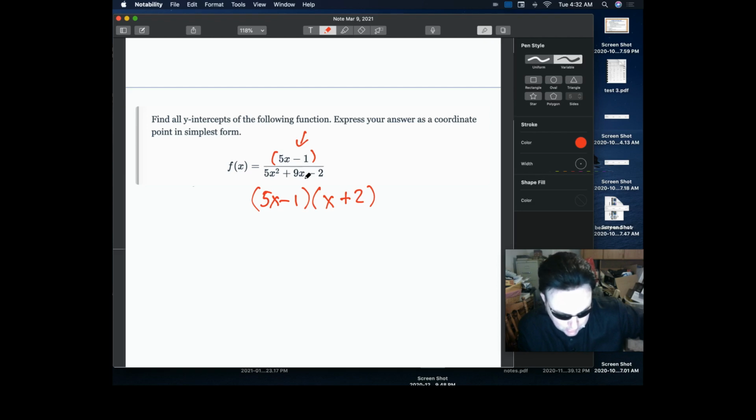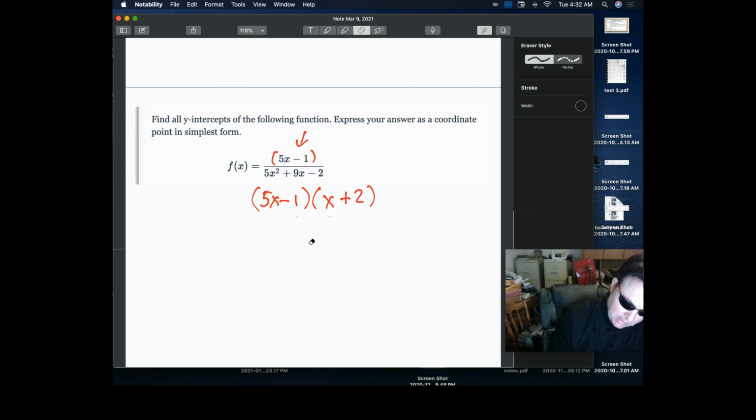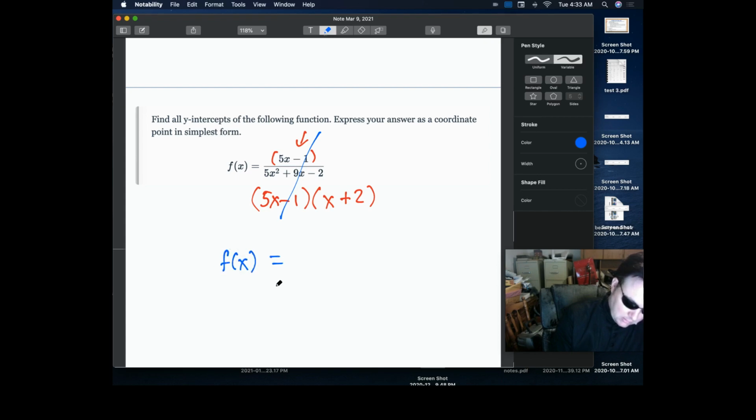I put 5x minus 1, and then I quickly worked it out and saw I would get 10 and -1 in the middle, which would give me 9. So that tells me that's a quick way of figuring out the setup. So here, we're going to have a hole when 5x minus 1 is equal to 0, right? So that would cancel out, and this is reduced to f of x is 1 over x plus 2, okay?